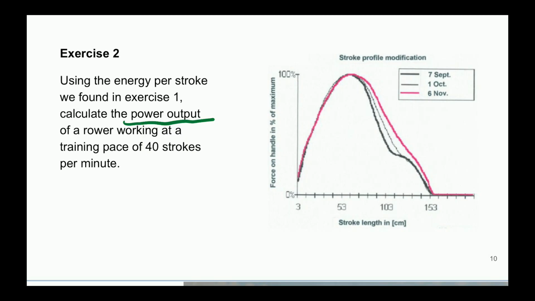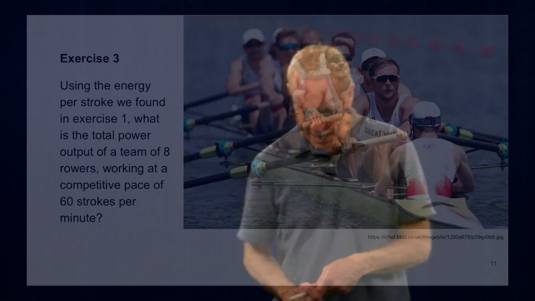Remember, energy and power are different. If the rower is doing 40 strokes per minute, you'll have to do some conversions of units there between minutes and seconds. Be careful of that. And you should be able to calculate the power output of the rower. You can even apply this to a team of rowers. Take that number, multiply it times 8.